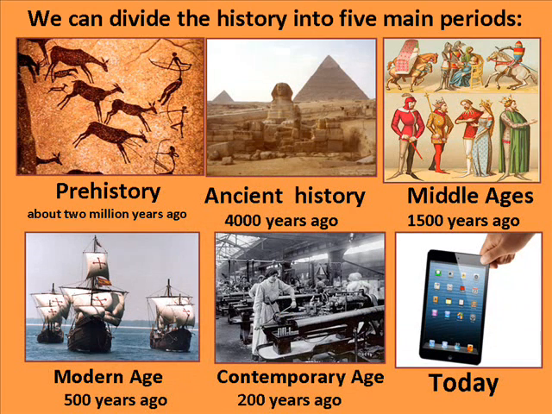We can divide the history into 5 main periods. Prehistory, about 2 million years ago. Ancient history, 4,000 years ago. The Middle Ages, 1,500 years ago. The Modern Age, 500 years ago. The Contemporary Age, 200 years ago. And then today.